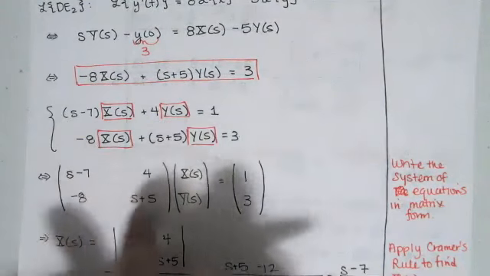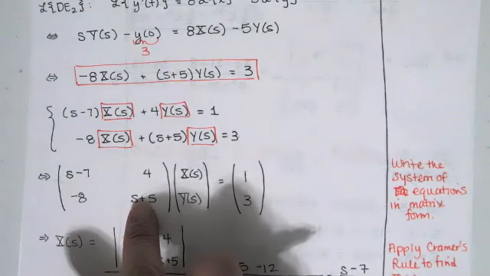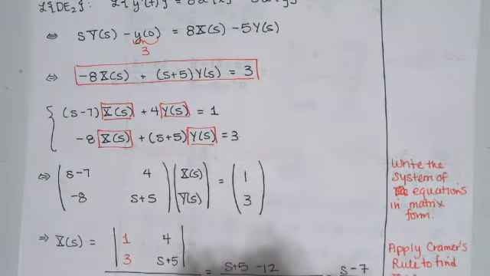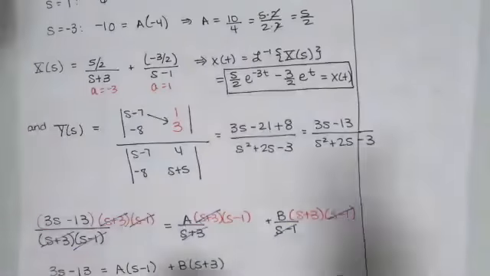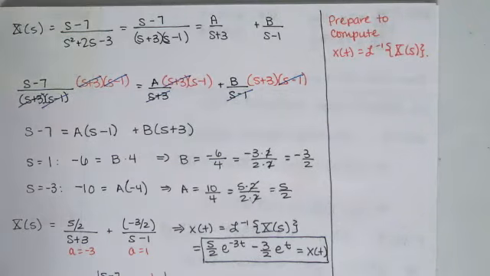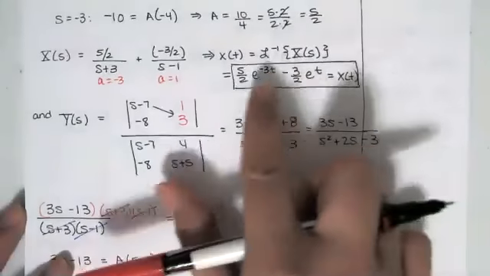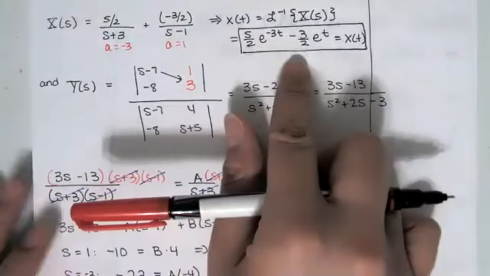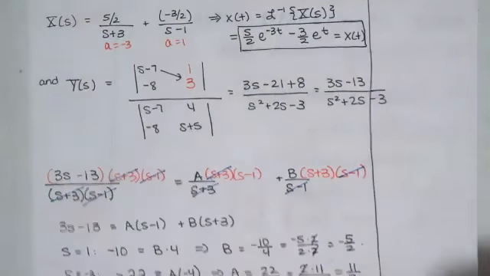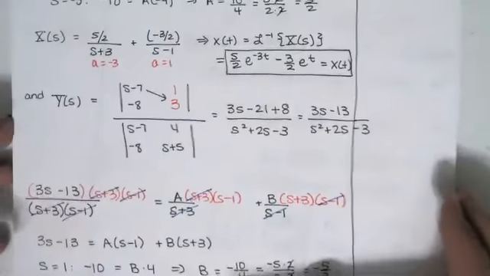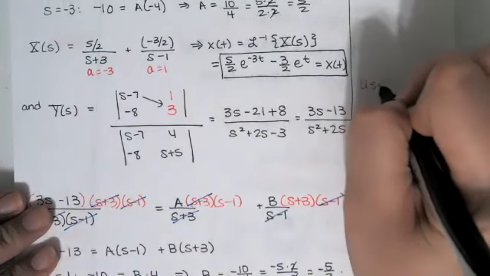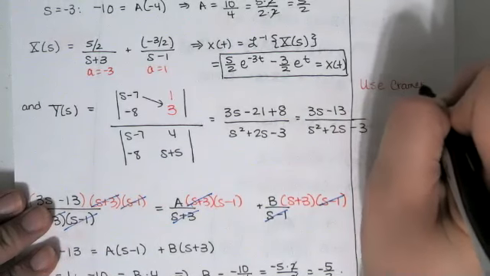Then you list the coefficients in this matrix here. This 2 by 2 matrix times this column vector is equal to that vector over there. Then you can easily use Cramer's rule to solve for the Laplace transform of x of s. Then you compute the inverse transform. Then from there, you have some options. You could use x of t to find y of t by substituting x of t into this first differential equation and solving for y. That's a possibility. Or you can use Cramer's rule again. So I chose to use Cramer's rule to find y of s as well.